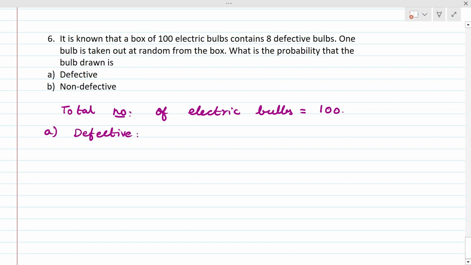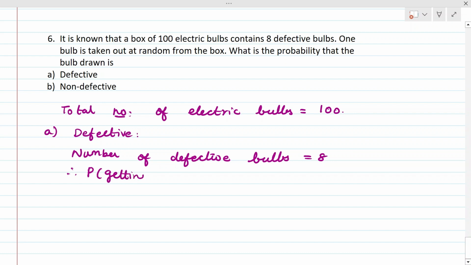So how many defective bulbs are there? Number of defective bulbs. How many bulbs? 8 bulbs are there. So therefore, probability of getting a defective bulb is equivalent to 8 by 100. So when you cut it, 8 by 100 will become 2 by 25. You have to cut it and produce it. Okay, so that's all.